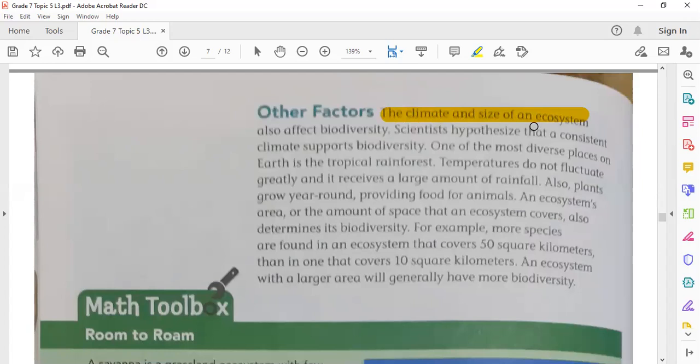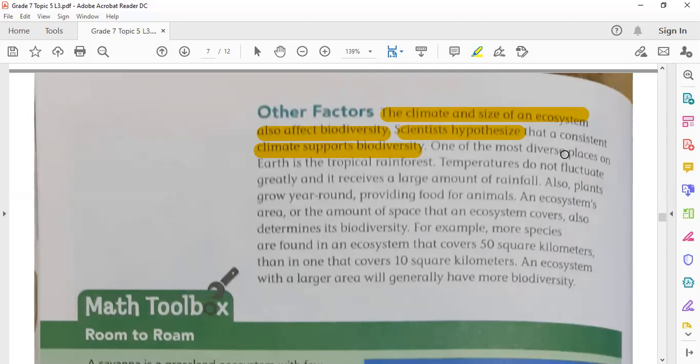The climate and size of an ecosystem also affect biodiversity. Let me explain this. Scientists hypothesize, or think, that a consistent climate supports biodiversity. If the climate is stable, it will support the biodiversity.